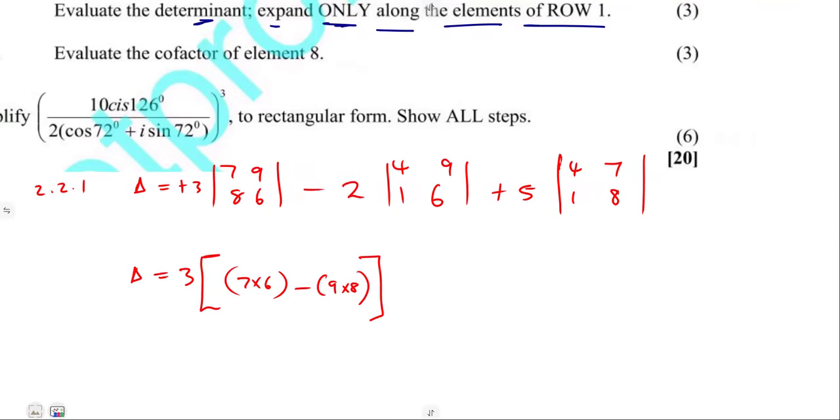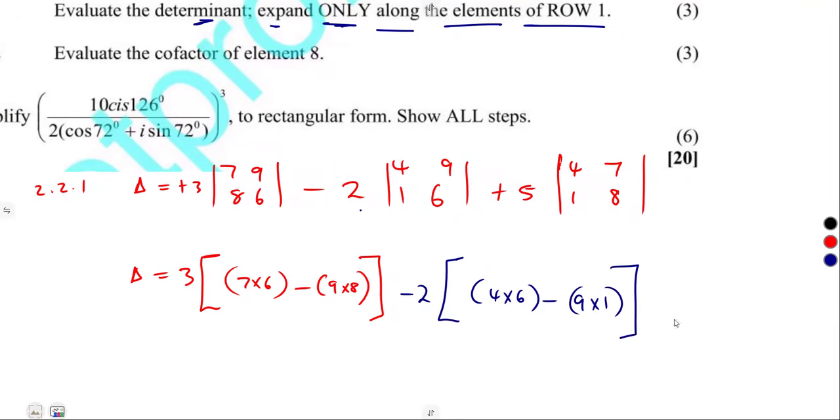The second one, considering that there's a negative 2. So you've got 4 and 6 minus 9 times 1. So this is what you're going to have. Right, that's 9 times 1 here.